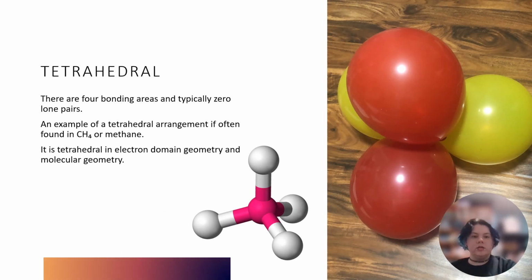The tetrahedral has 4 bonding areas and no lone pairs. CH4 as an example, it is tetrahedral in the electron domain geometry as well as its molecular geometry. It is similar to some of the previous ones. You start off with 3 balloons or 3 pieces on the bottom, and you're basically taking the addition of a third on the top to make a pyramid. It's a little easier to see it in the image above, but I also have a kind of rotating model here so you can kind of see it in 3D.